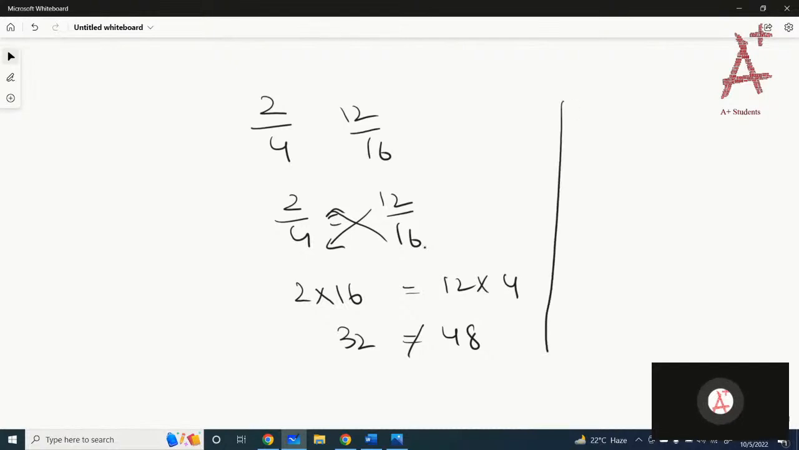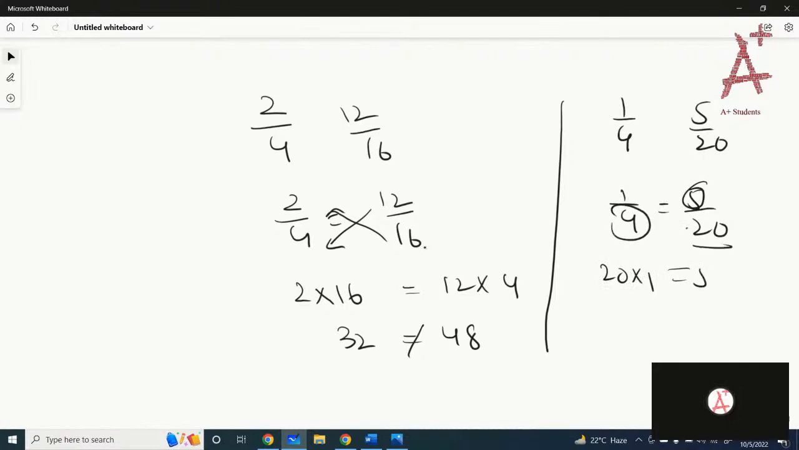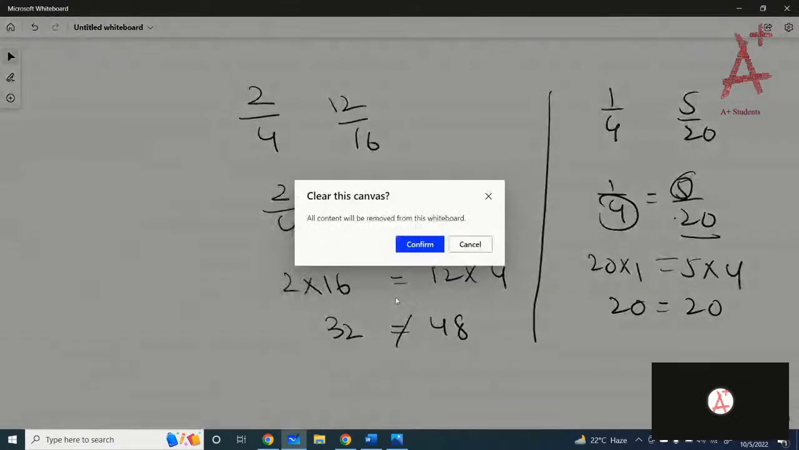Okay, this next one is, are these ratios equivalent? 1 by 4 and 5 by 20. So just cross multiply their numerators and denominators. You need to do 20 times 1, multiply this one and this one. Now you have to do 5 times 4. So 20 times 1 is 20 and 5 times 4 is 20. They are equal. That means yes, they are equivalent. Got it? Select the correct option, yes. Select the correct option and click on the OK button.